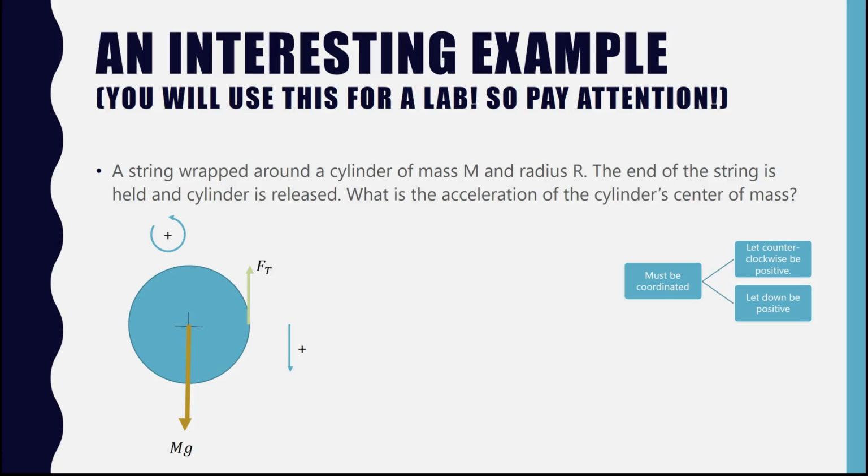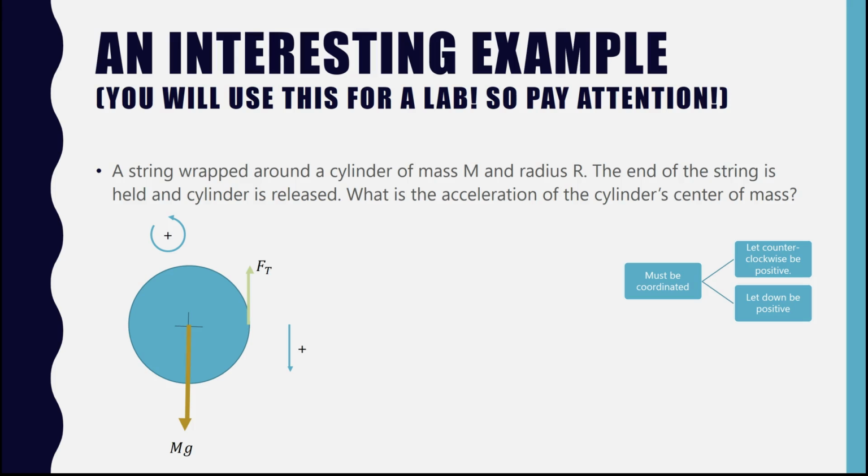All right, we're going to take a look at another example from lesson 17 where we are taking an in-depth look at rotational dynamics. Here we have a string wrapped around a cylinder of mass m and radius r. The end of the string is held and the cylinder is released. What is the acceleration of the cylinder's center of mass?